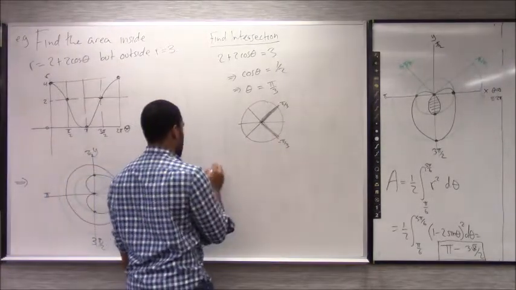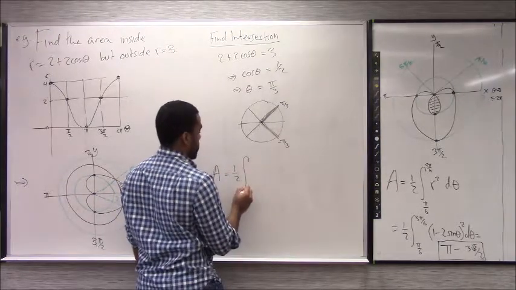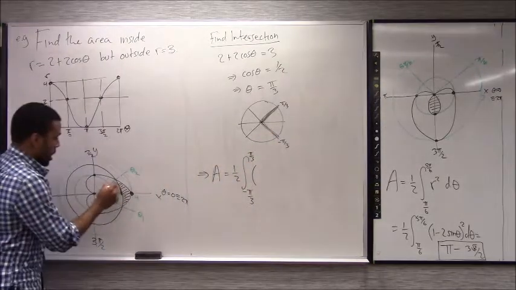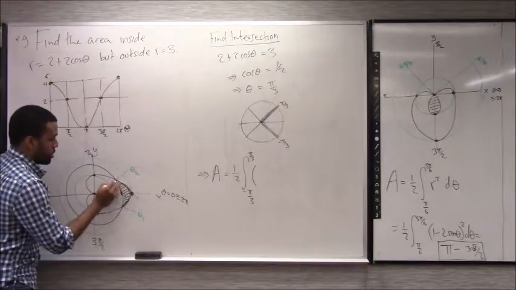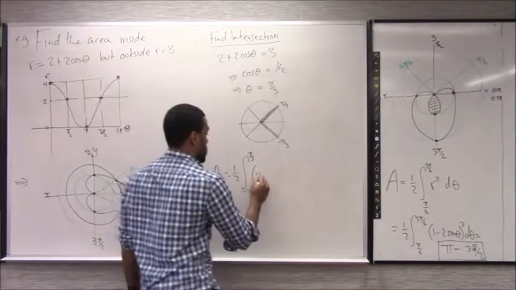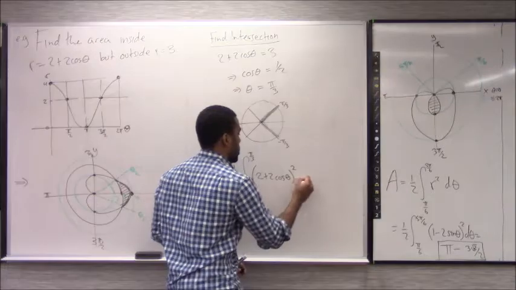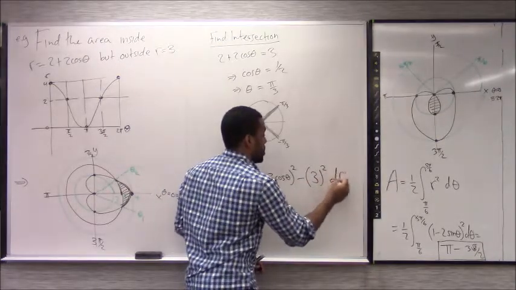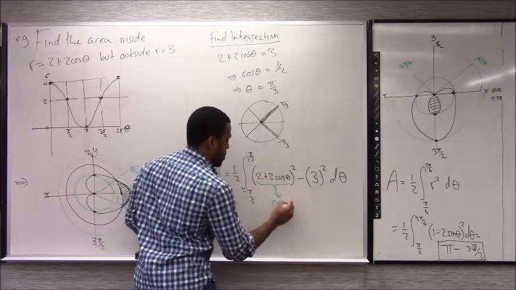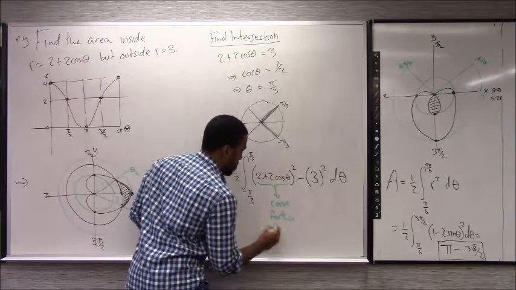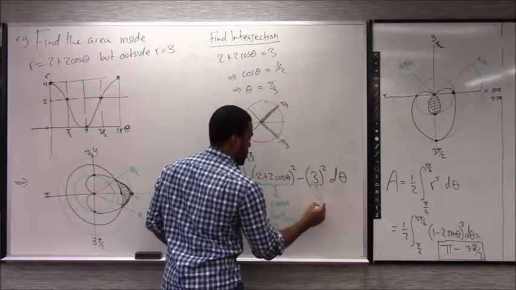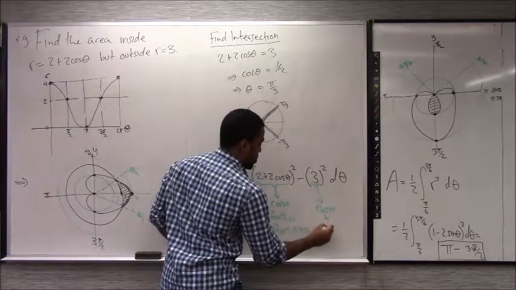So this would mean that my area is 1/2 the integral from minus pi over 3 to pi over 3 of the outer curve squared, which is going to be that 2 plus 2 cosine. It's the curve that's farthest from the origin. 2 plus 2 cosine theta squared minus 3 squared d theta. And in here is the curve farther from the origin, and the curve closer to the origin.